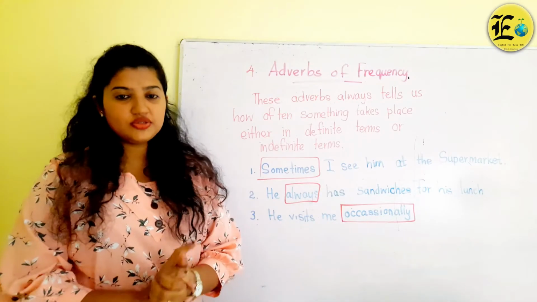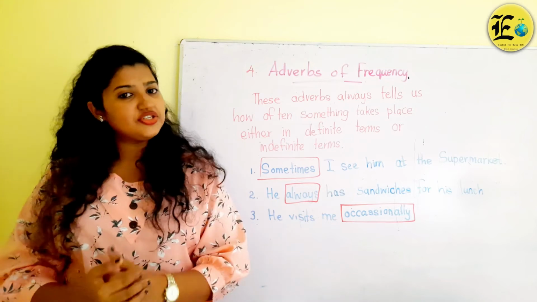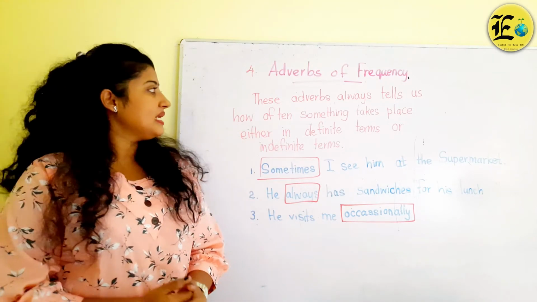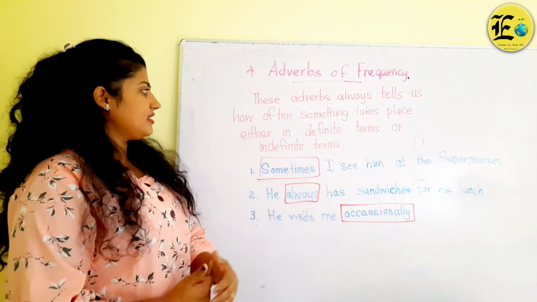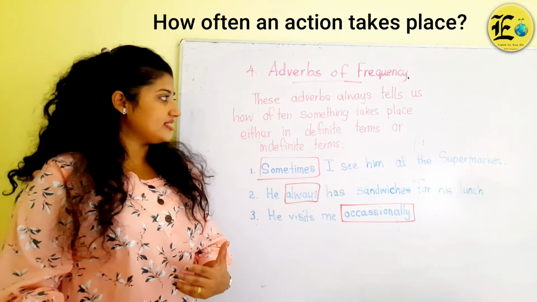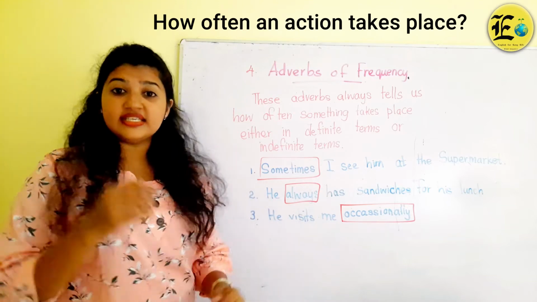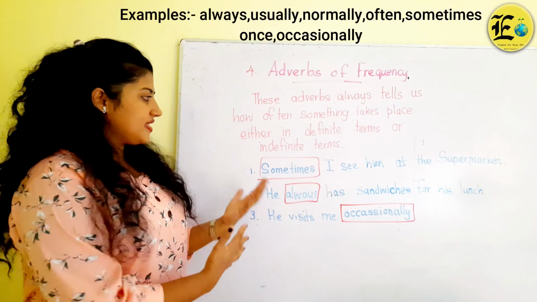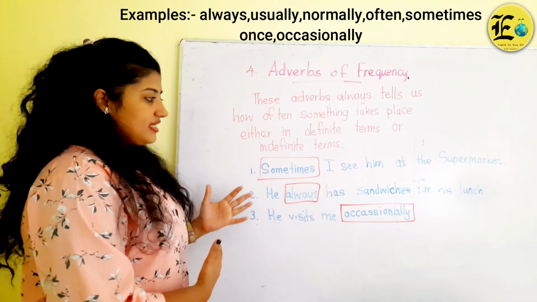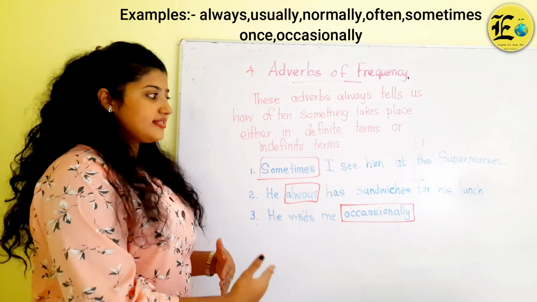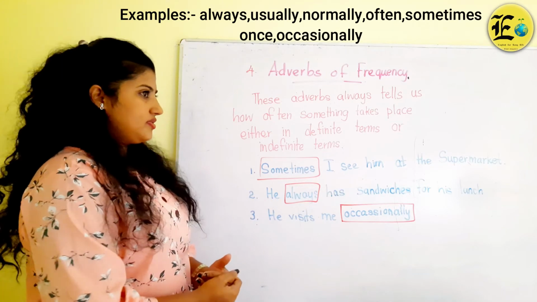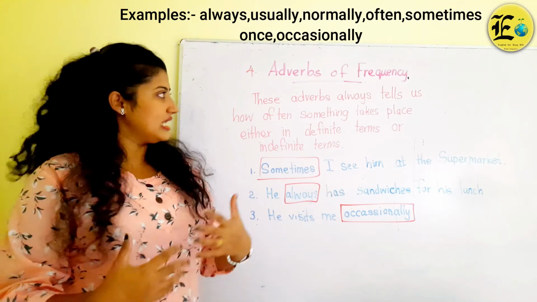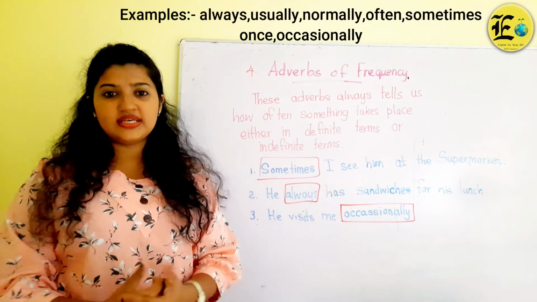The fourth important topic under the classification of adverbs would be adverbs of frequency. These adverbs always tell us how often something takes place, either in definite terms or in indefinite terms. Just like this: sometimes I see him at the supermarket. So sometimes, it's not always, but it's sometimes. There you can see how often the action has happened.